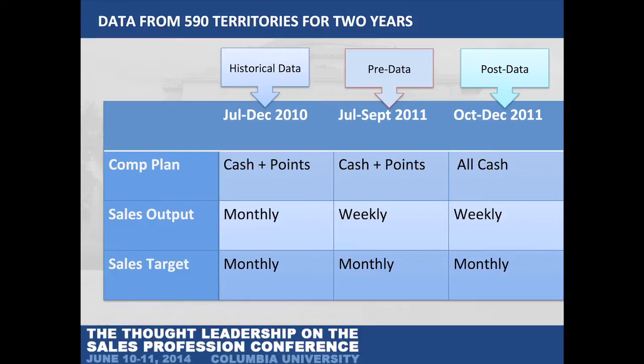The compensation plan from July to December of 2010 is what I call historical data. We changed the plan in October, so you can see that we have historical data for the entire pre- and post-period for the original compensation plan, which I'll call cash plus points. In the pre-intervention period, it still stays as cash plus points, and it's converted to all cash in the post-intervention period from October, November, December. Okay? We observe sales outputs, and we have their sales targets, the quotas. We know the quotas, and we know their sales output.